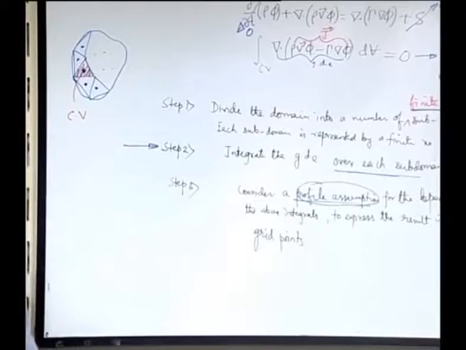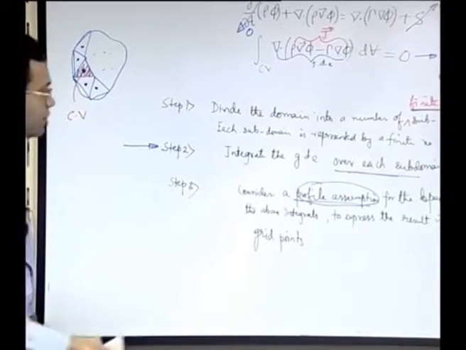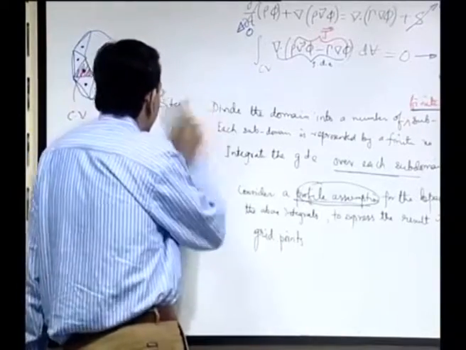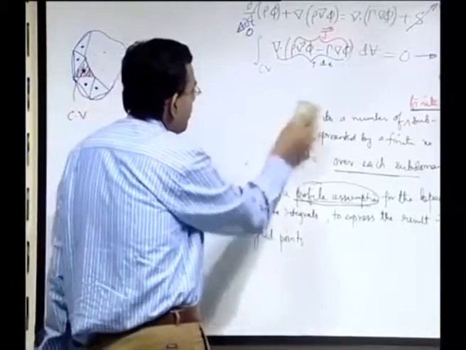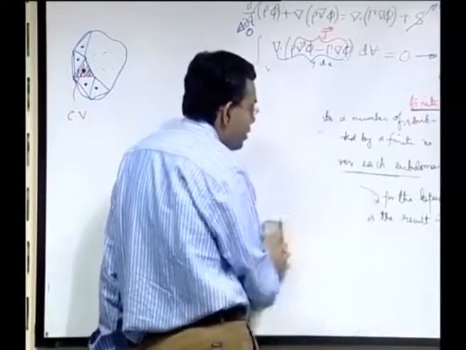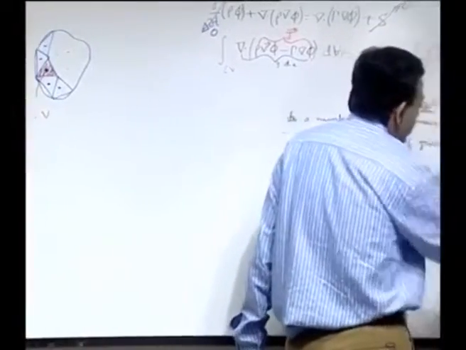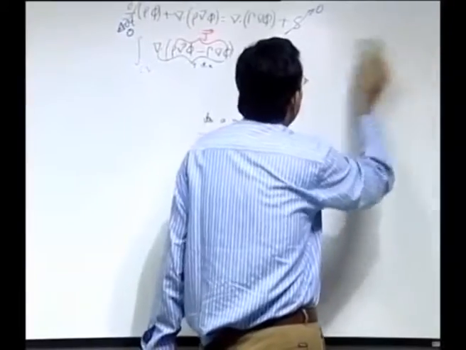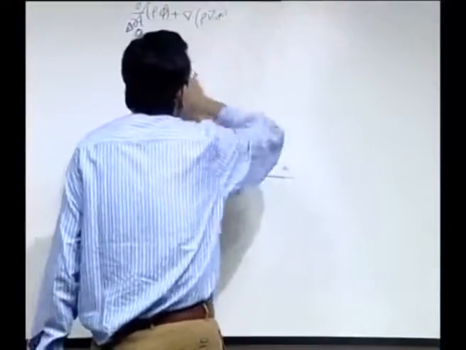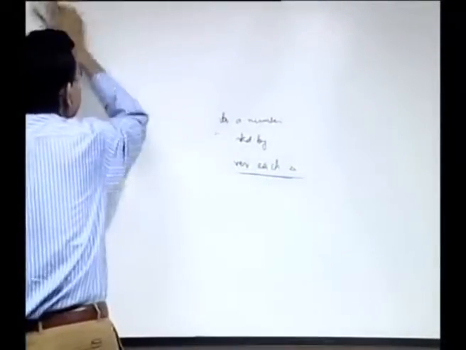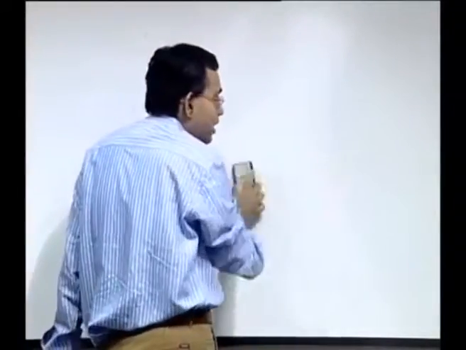Now with this background we will give a more concrete but simple example of the implementation of the finite volume method through the one dimensional steady state heat conduction problem, the same prototype problem that we have taken to illustrate the finite element and the finite difference methods.